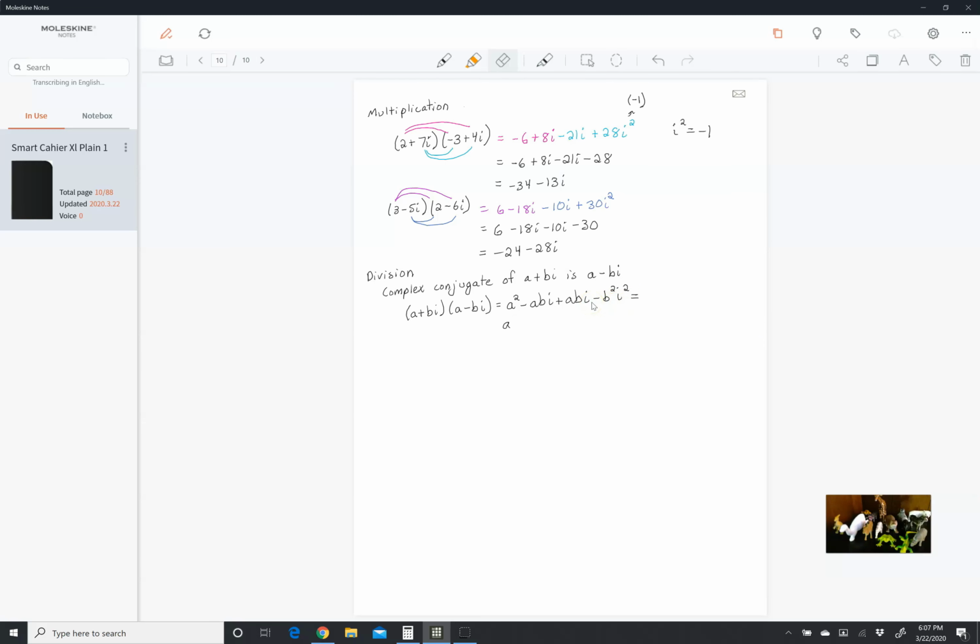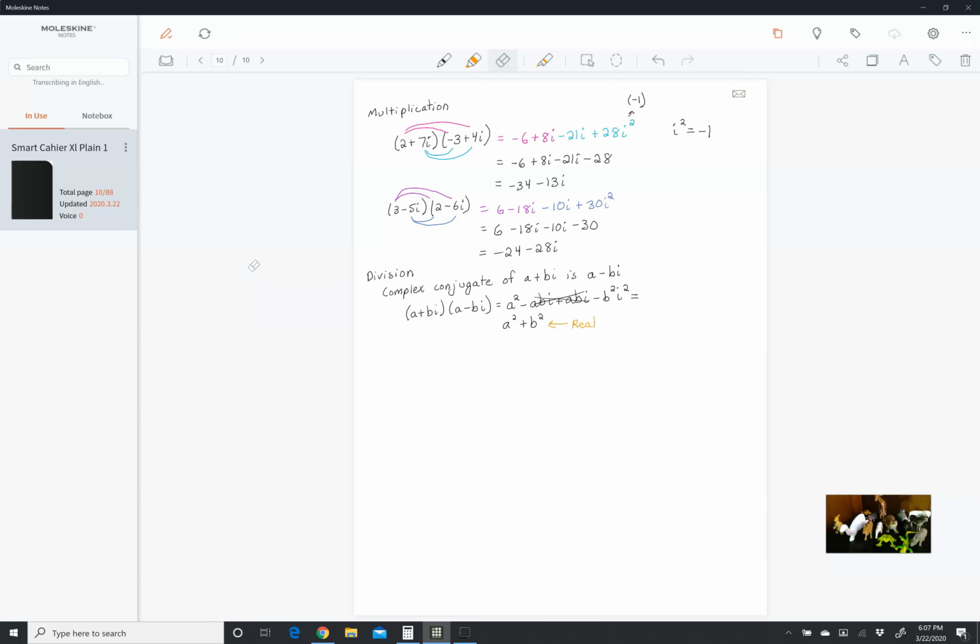So when we replace this with negative 1, it becomes positive. So we get a squared, these two middle terms cancel. And notice what happens. You wind up with a positive number. So this i squared is a negative 1. We get a squared plus b squared. We get something that's real. Now here's why this is important.